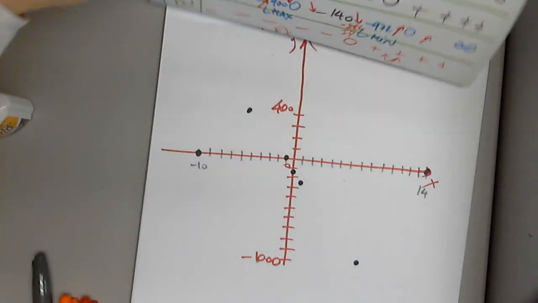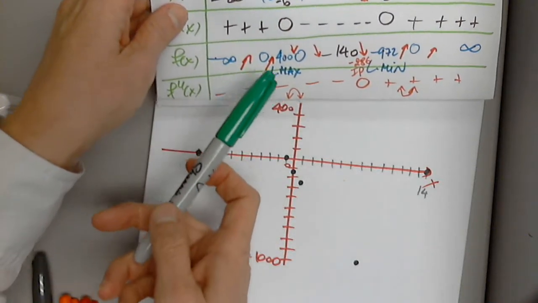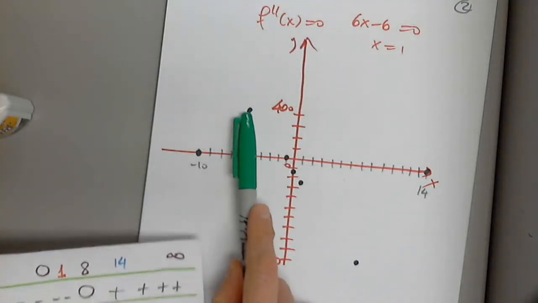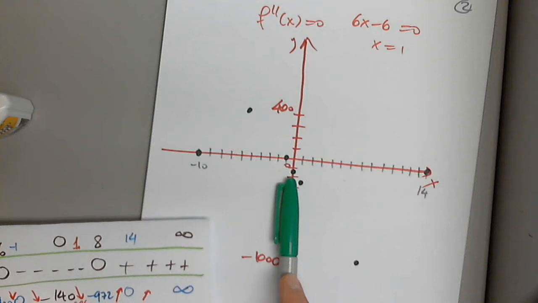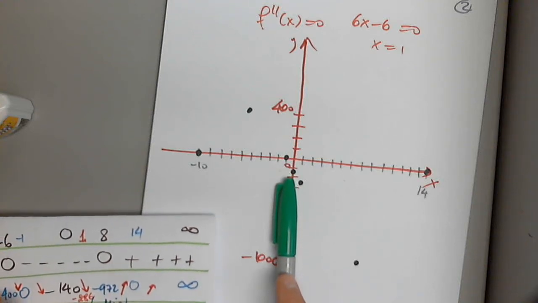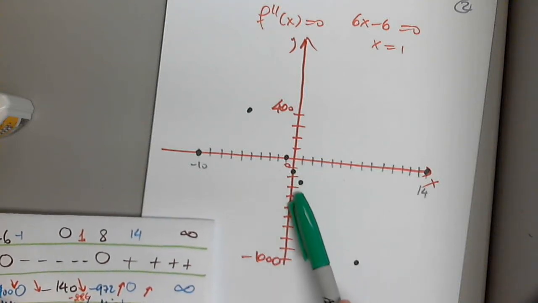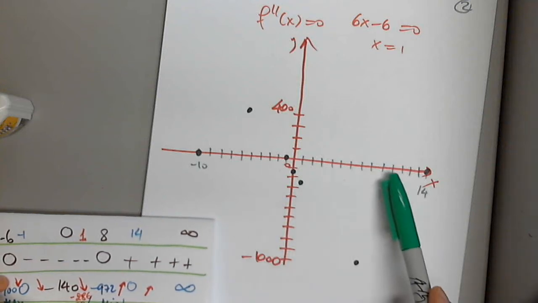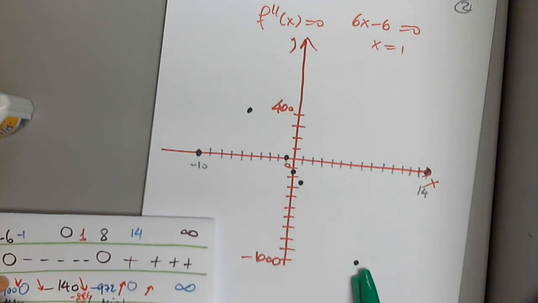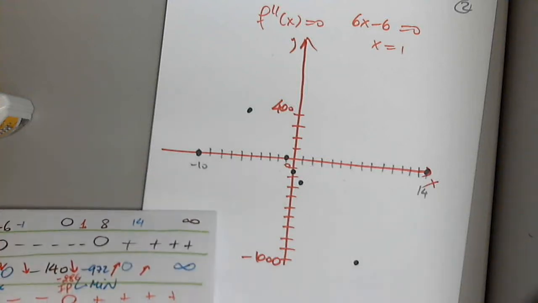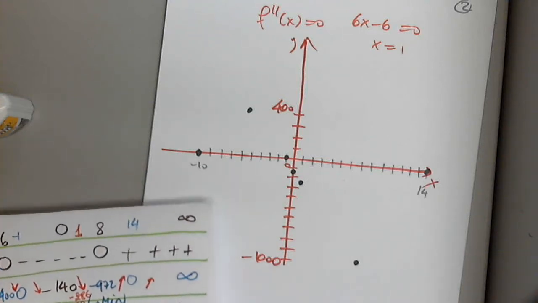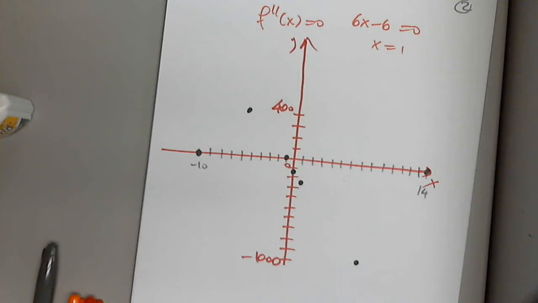So I plotted all these points. Negative 10, 0. Negative 6, 400. Negative 1, 0. 0, negative 140. 1, negative 286. 8, negative 972. And 14 comma 0. And now tell me when we're ready. Are we ready? Okay.